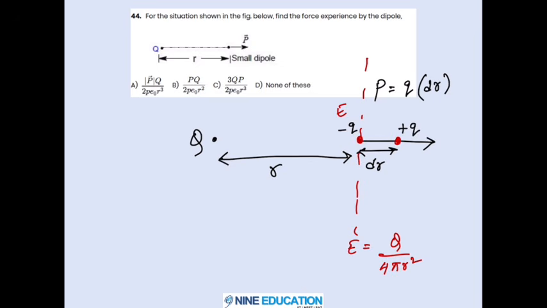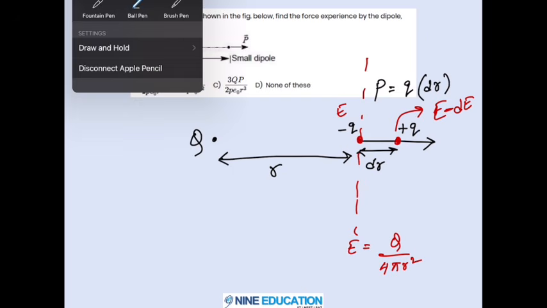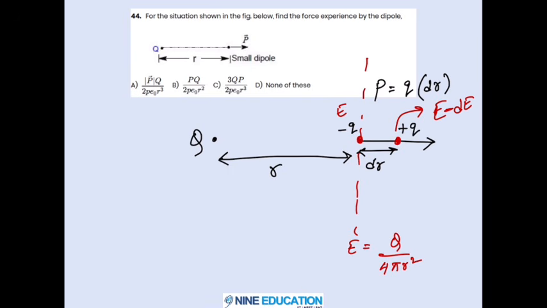Then what is the electric field at this point? The electric field will be slightly less because you are moving forward by a distance of dr. Therefore, you can call the electric field here E minus dE. dE is the decrease in electric field as you move from this location to this location.